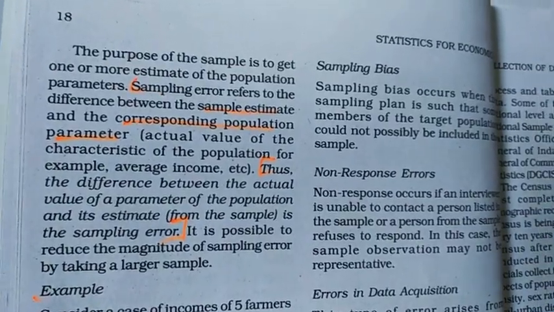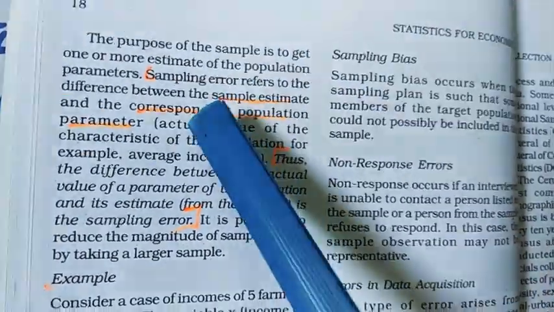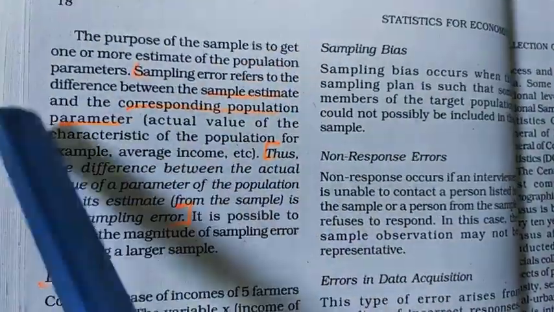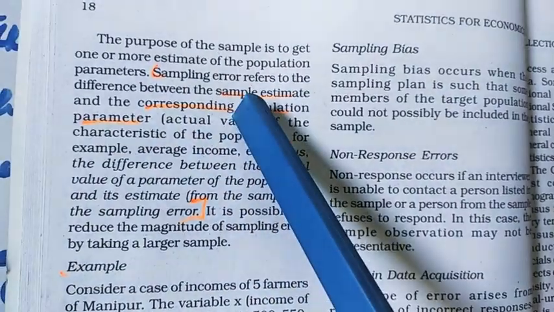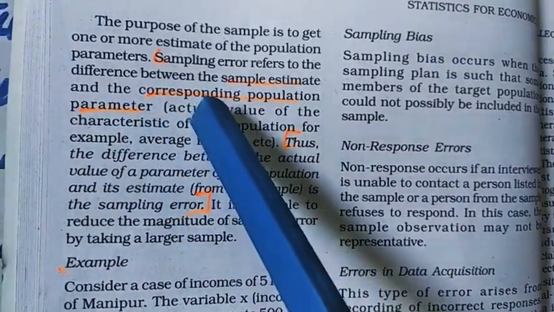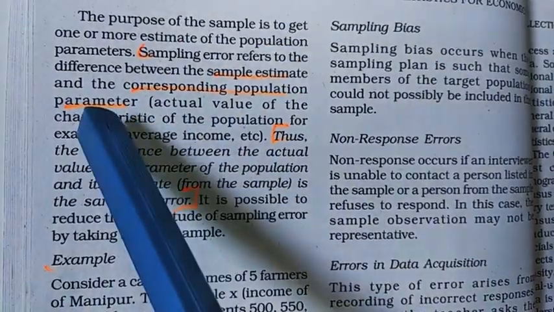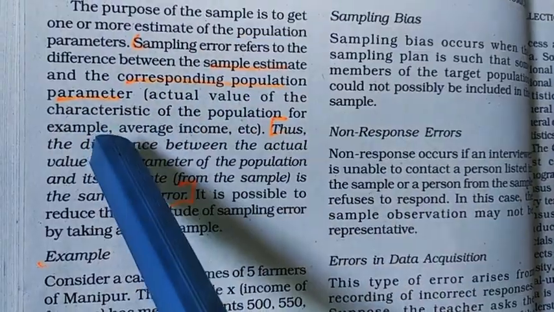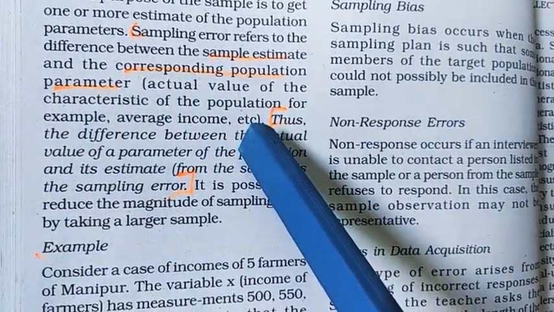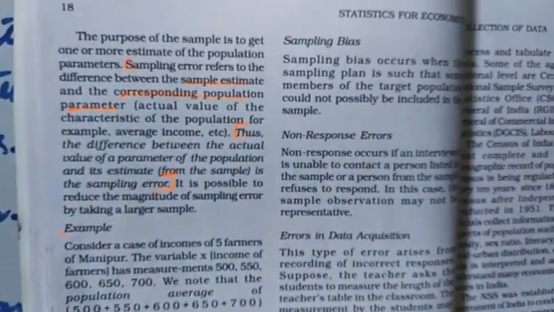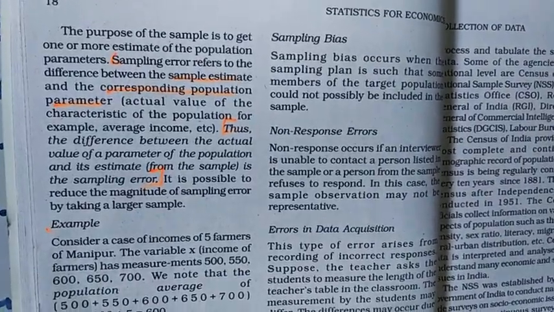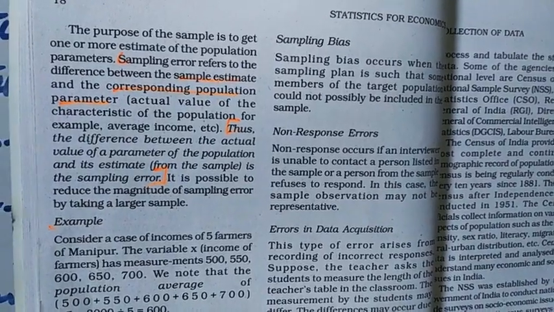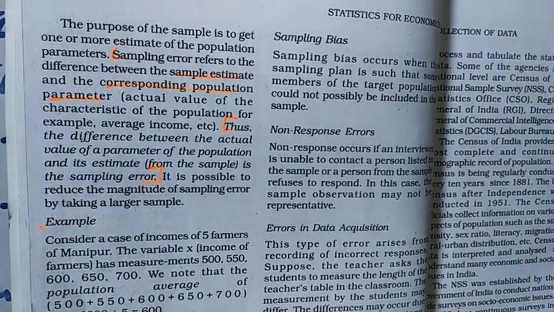So what does sampling error mean? Sampling error refers to the difference between the sample estimate and the corresponding population parameter, or the actual estimate of the characteristics of the population. It is the difference between what? The difference between the sample estimate and the actual value of the estimate or characteristics of the population.